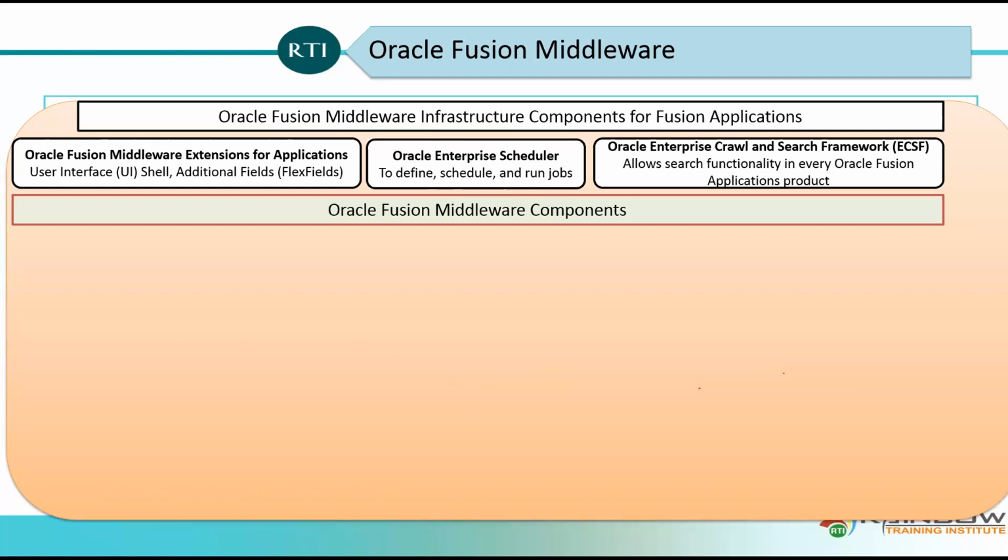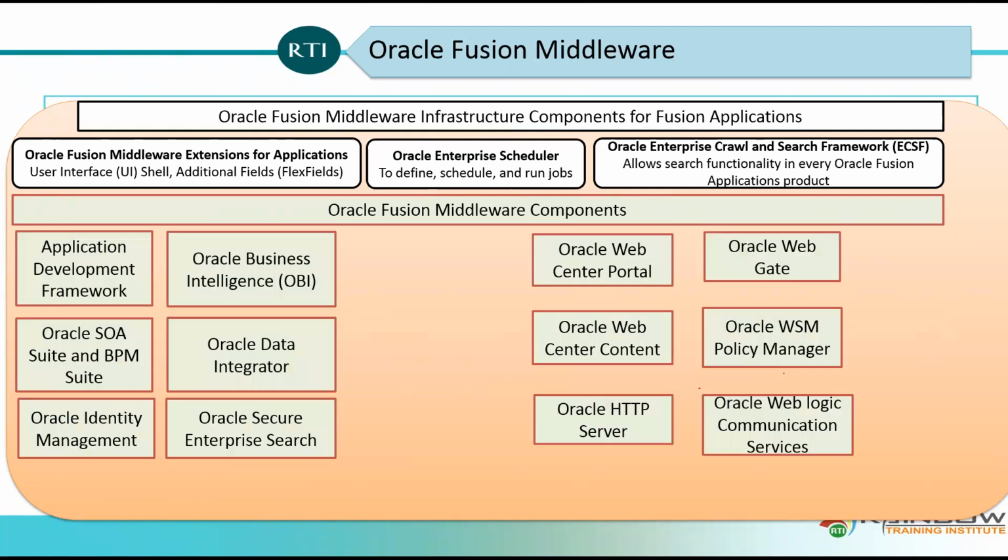So these three are the only components that are part of this Fusion middleware infrastructure for Fusion applications. Coming to the Oracle Fusion middleware components, which are more generic, they are used by the Fusion applications product families and also by any application deployed on Fusion middleware. These are the components available in the Fusion middleware.